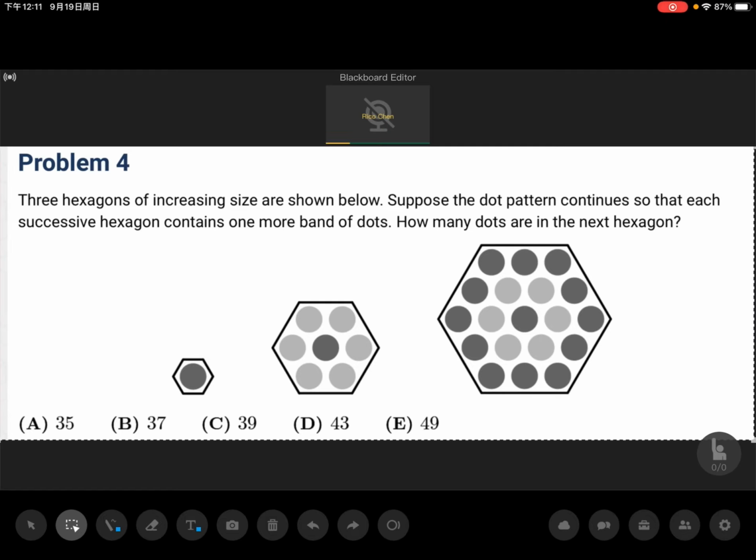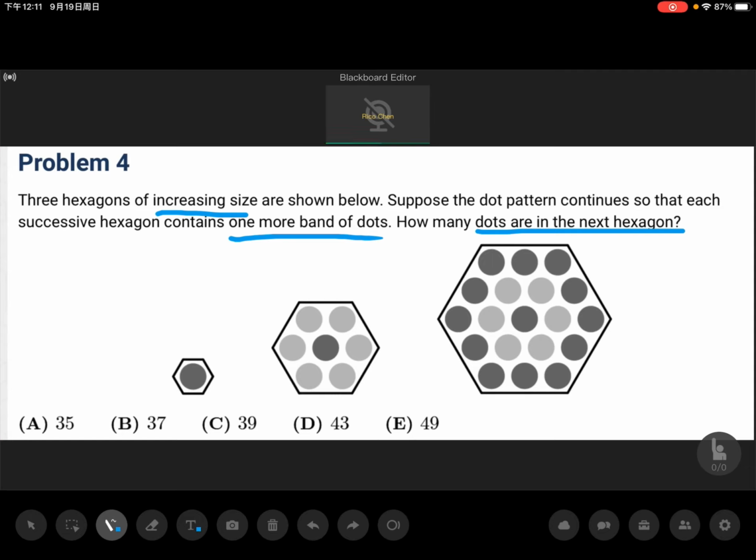Okay, now we have problem 4. 3 hexagons of increasing size are shown below. Suppose the dot pattern continues so that each successive hexagon contains one more band of dots. How many dots are there in the next hexagon? So we're trying to find how many dots are in the next hexagon.